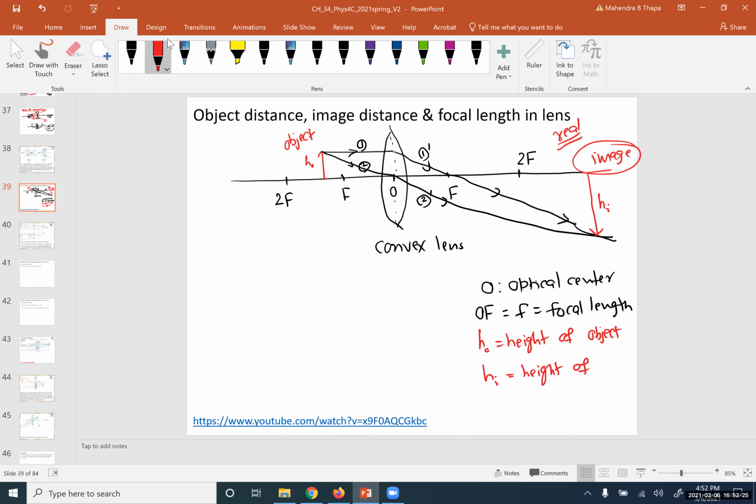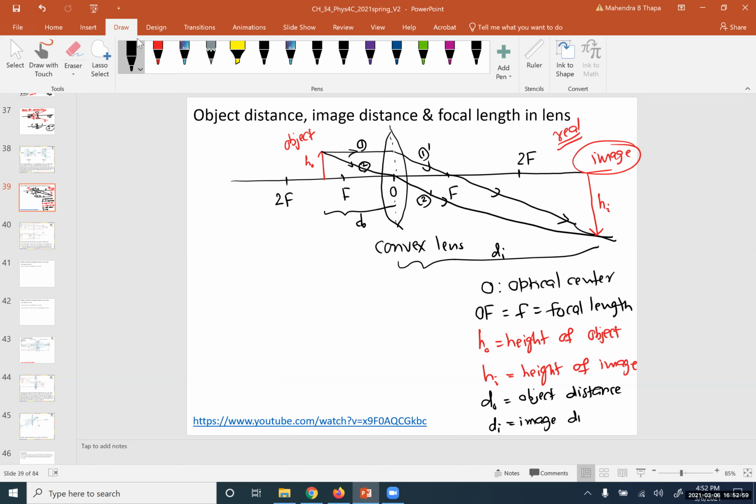So from this picture, we can clearly see this distance d naught is the object distance, and this distance di is the image distance. So d naught is the object distance, and di is the image distance.